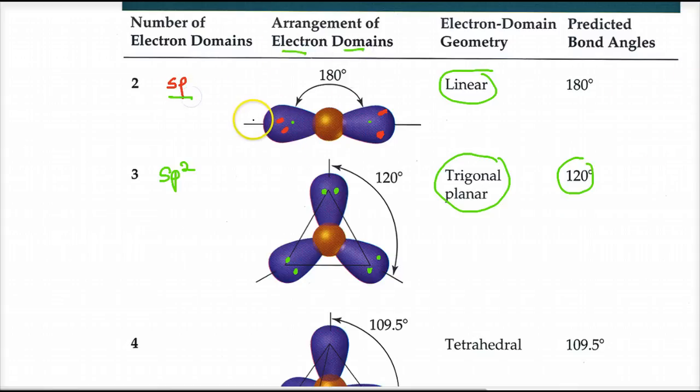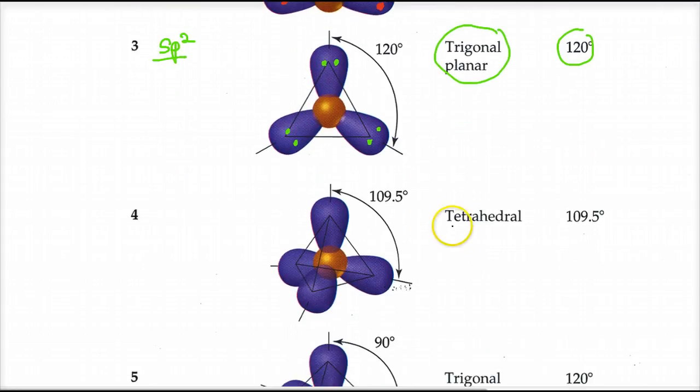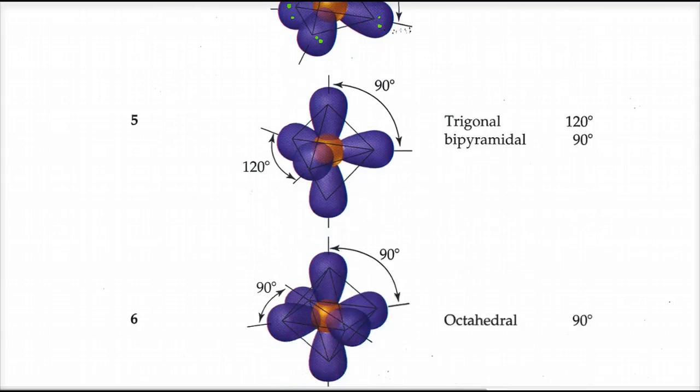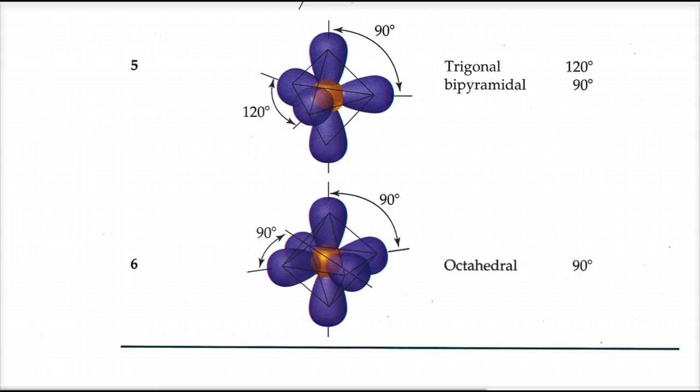If it's sp, the electrons are always 180. If it's sp2, the electrons are always going to be trigonal planar. And if you have four pairs of electrons, they're always going to be tetrahedral. And look at the bond angle. Why? 1, 2, 3, 4. This gives me sp3. Four total orbitals are bonded equally and repel themselves into the corners of a tetrahedron. Now, there are more hybridizations, 5 and 6, which we'll get to in a different video, those expanded octets.